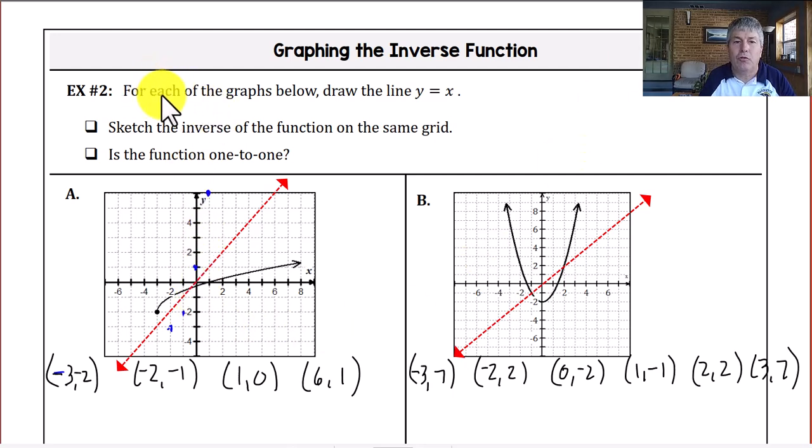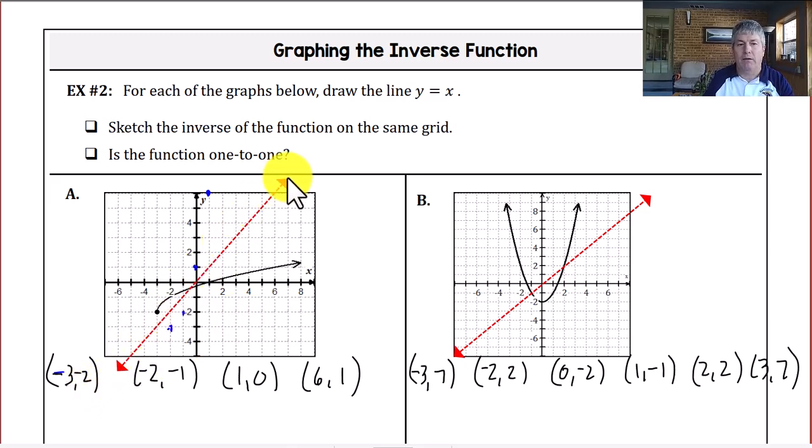In example 2, for each of the graphs below, we're going to draw the line y equals x. Then we'll sketch the inverse of the function on the same grid and check to see if the function is one-to-one. So I've taken a moment for our original function to map some ordered pairs: (-3, -2), (-2, 1), (1, 0), and (6, 1) on our original function.